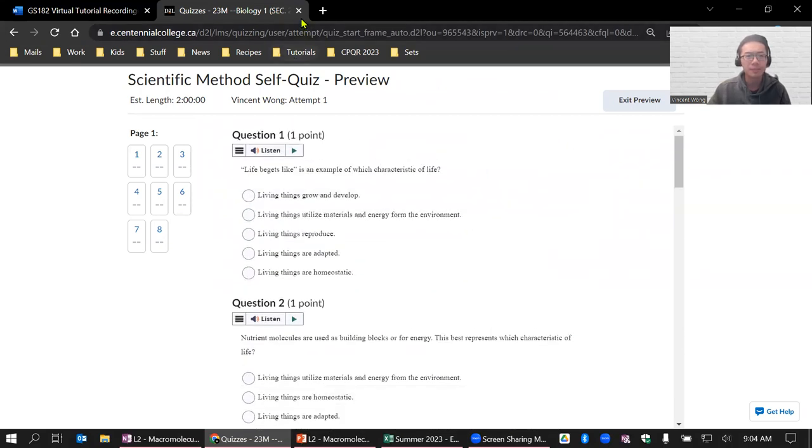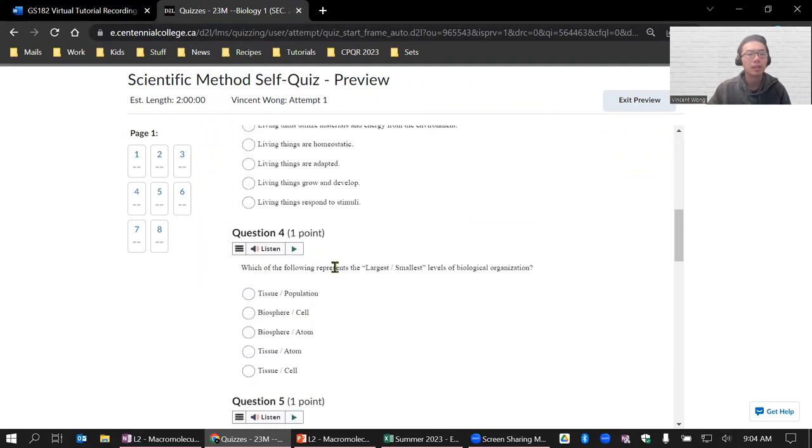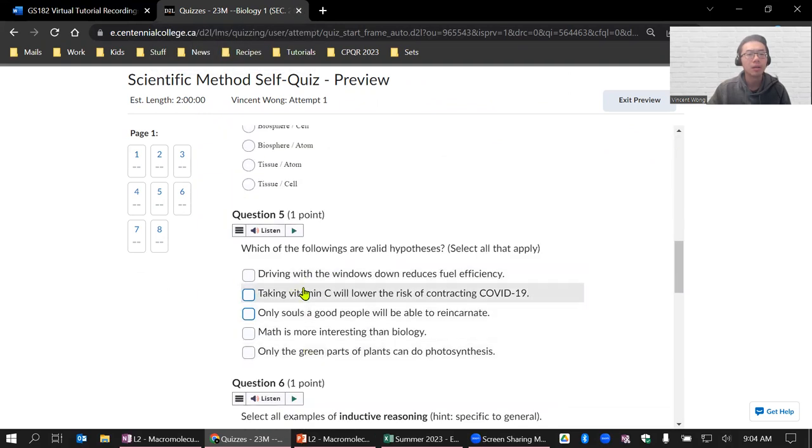Anything else? Just another question, Professor. For the multi-select option, how many can we choose, like 2 or 3? We don't know, right? Each question is different. Sometimes there are 2, sometimes it's 4, sometimes it's all of them, sometimes it's none of them. So that's why they're difficult, right? But you only have 5 of them on the first quiz.